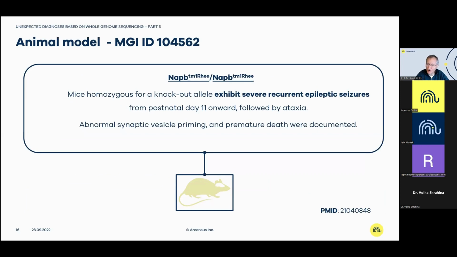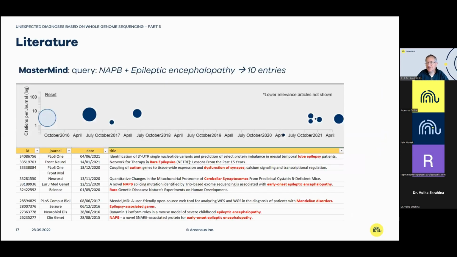So it's getting more and more consistent that this variant in this gene really explains the phenotype. And then you check what has been published regarding the phenotype, what has been published in the internationally available literature regarding the functional consequence.